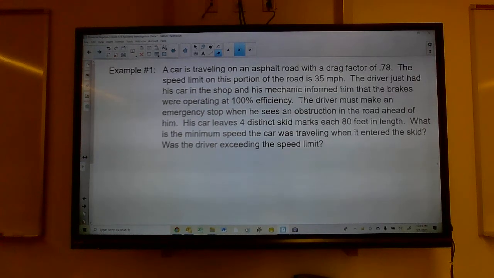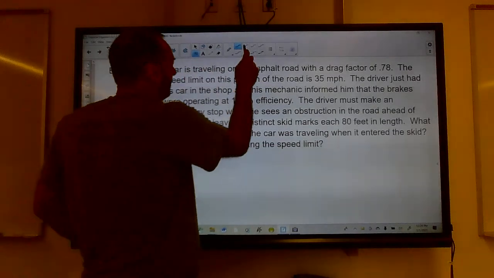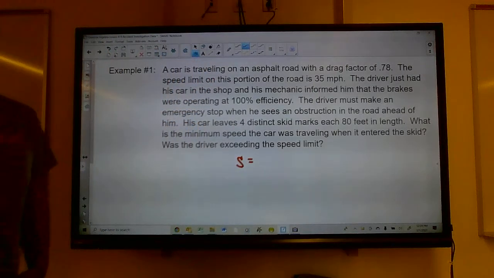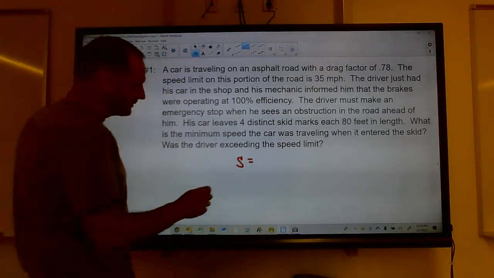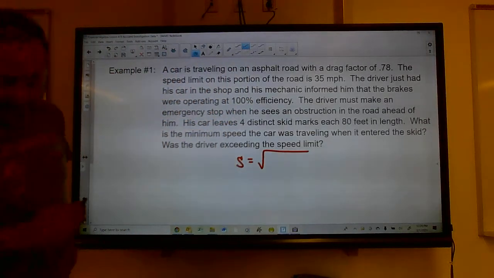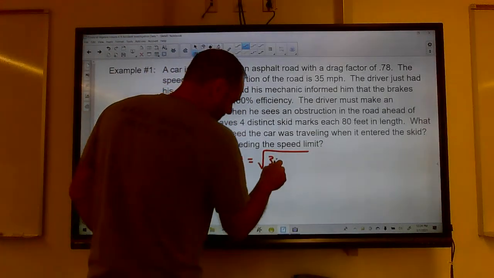What is the minimum speed the car was traveling when it entered the skid? Round the answer to the nearest tenth. Was the driver exceeding the speed limit as he was driving? Okay, so our formula, remember, is S equals the square root of 30dFn.